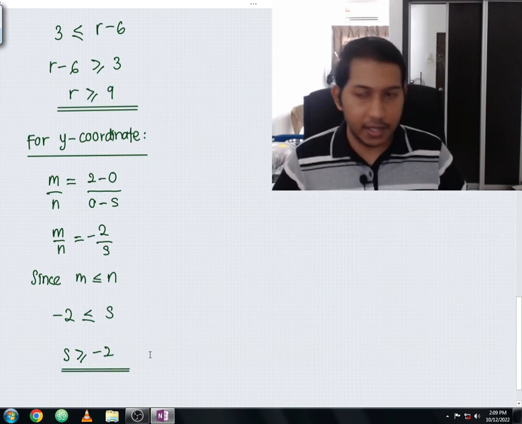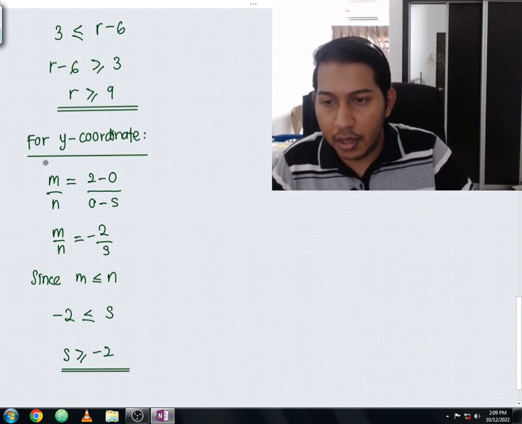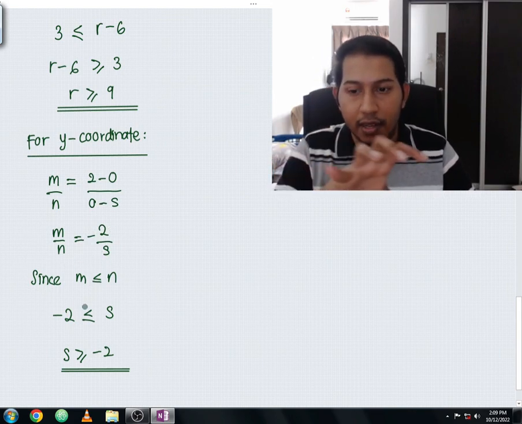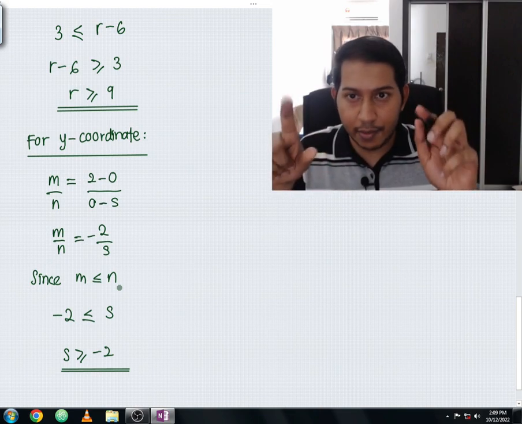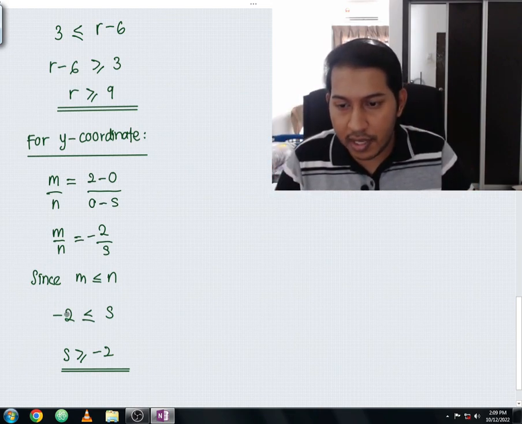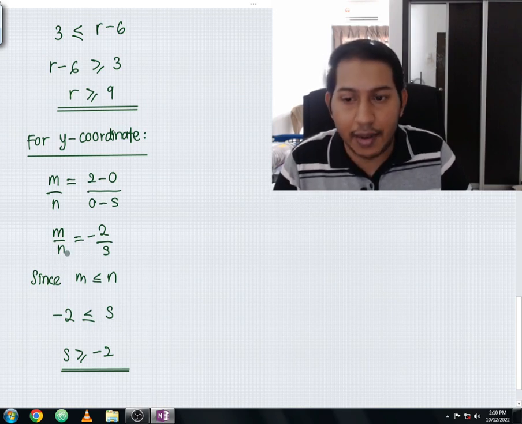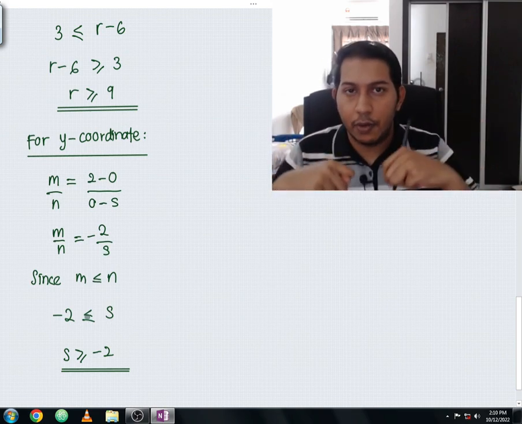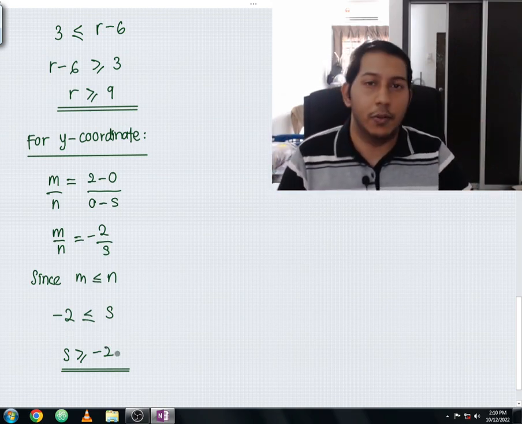Okay, the explanation still applies, guys. The M you compare with negative 2, the N you compare with S. Since M less than equals to N, this is the condition given by the question. So the negative 2, which in this case represented as M, less than equals to S. In this case the S is represented as N. See the condition, it reflects the inequality, the equation, and that's how you get the answer over here.